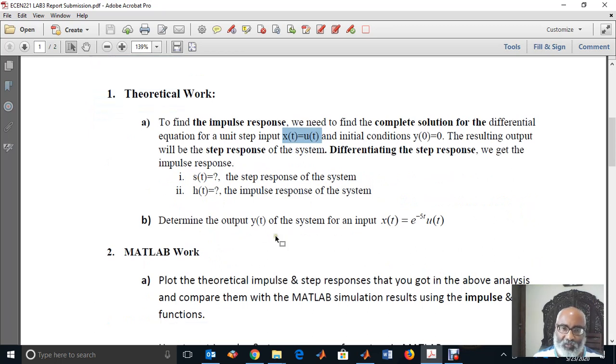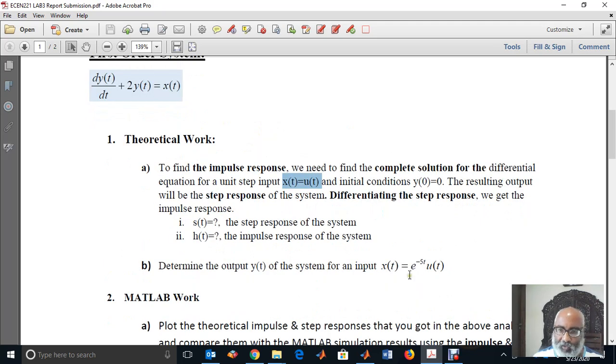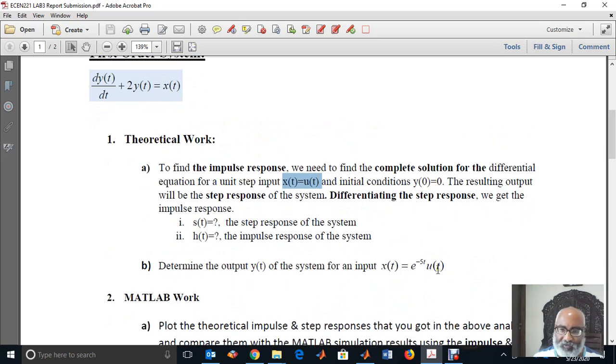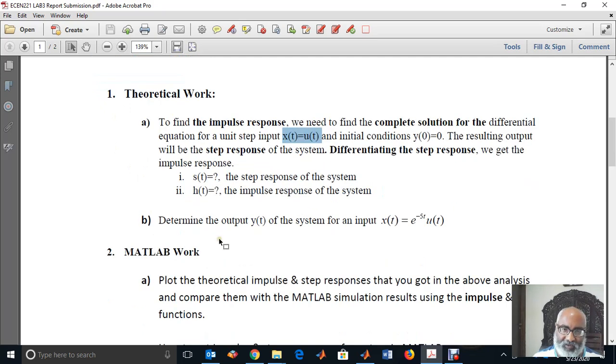Another theoretical work is that you will find the output of this system considering x of t equal to e to the power of minus 5t times u of t. In this case, a different input. So for this input, again assuming initial condition 0, you'll find the output y of t. So you have to do part A and part B paperwork, theoretical mathematical analysis.